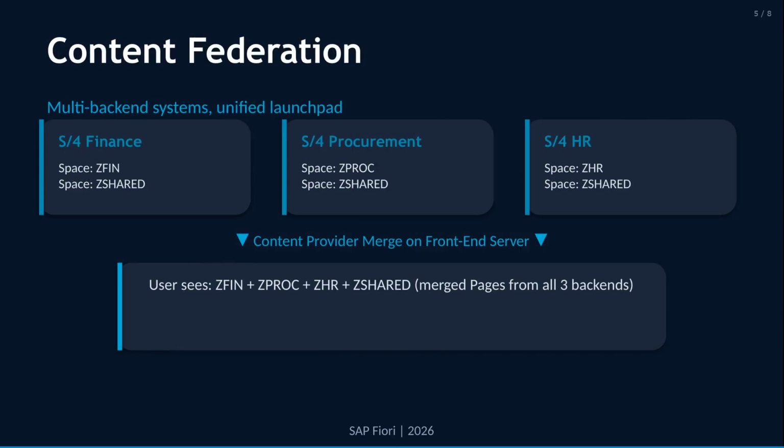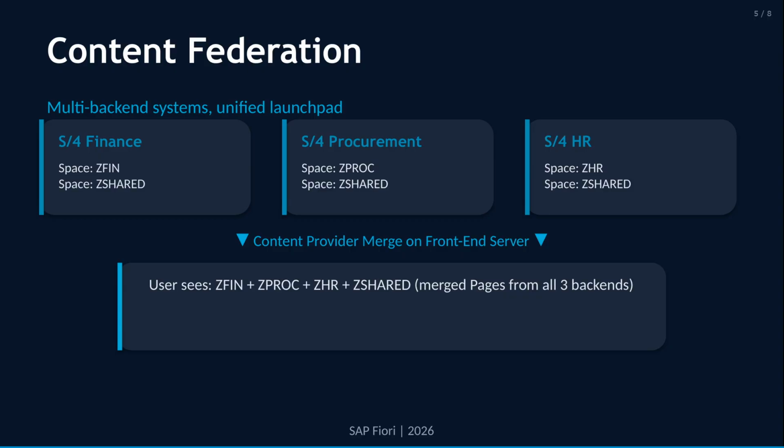In real landscapes, your Launchpad content does not live on a single system. You might have finance apps on one S/4HANA backend, procurement on another, and a central front-end server aggregating everything. Each backend system exposes its space and page definitions through OData services. The front-end server aggregates them into a unified Launchpad.